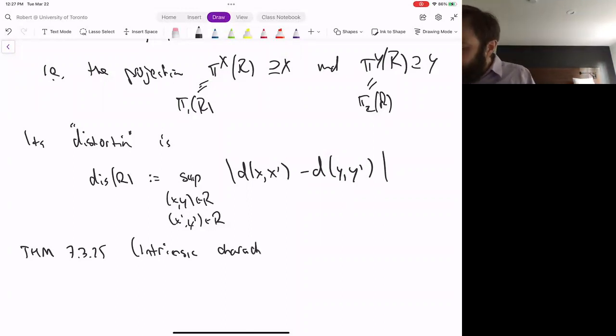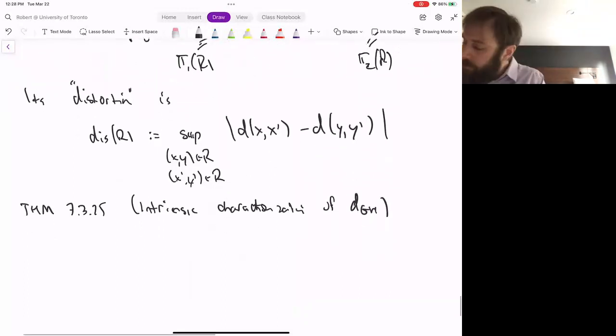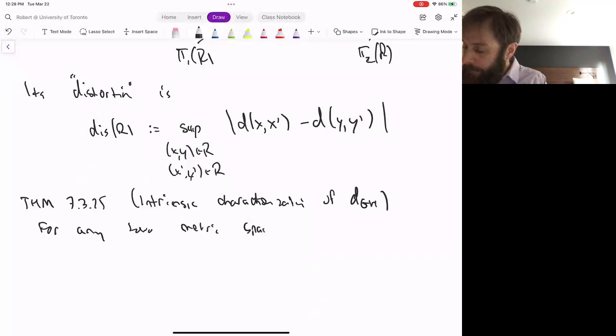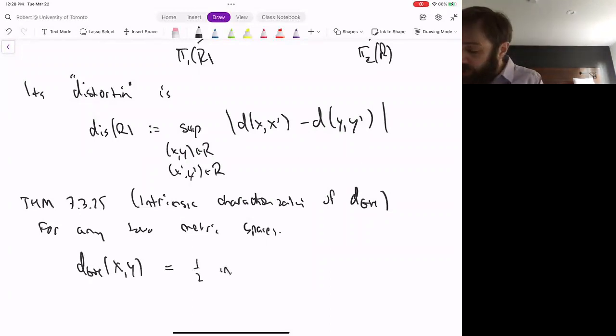There's also an intrinsic characterization of the Gromov-Hausdorff distance in terms of correspondences. And it basically says that for any two metric spaces, the Gromov-Hausdorff distance between them is, up to a factor of 2, the minimal distortion among all correspondences.